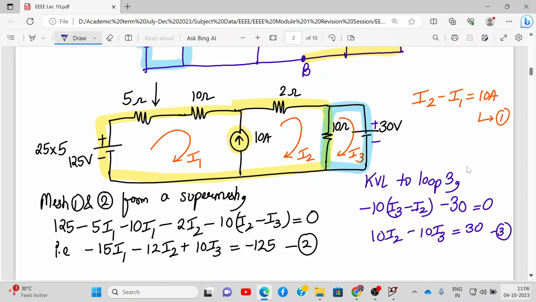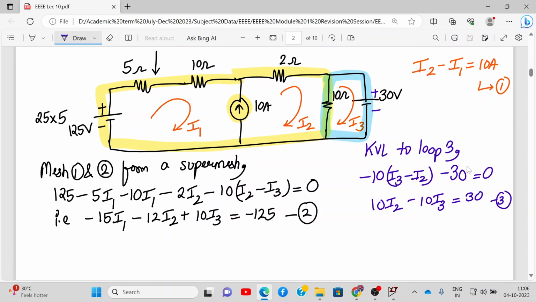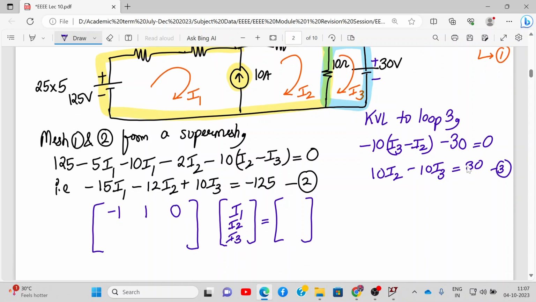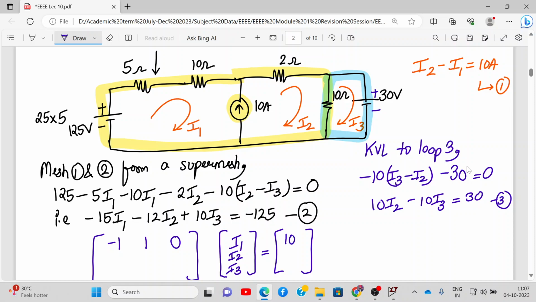Now we have three equations and three unknowns. So let's put it in a matrix form. So we are putting it in matrix form. So it will be I1 over here, I2, I3. That will be equal to, this will be coefficient of I1, that will be minus 1. Coefficient of I2 according to equation number 1, 1. And I3 coefficient is 0. And on the right hand side we have 10 amperes.